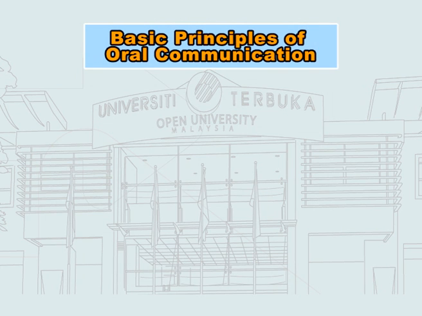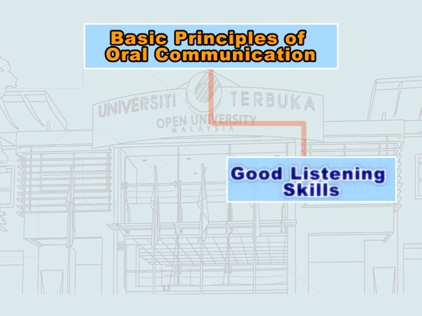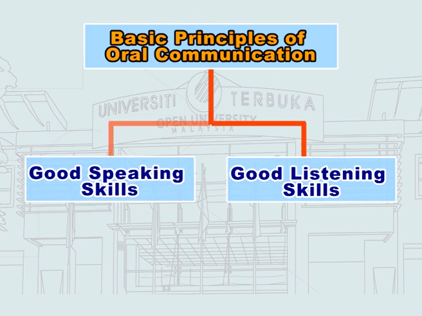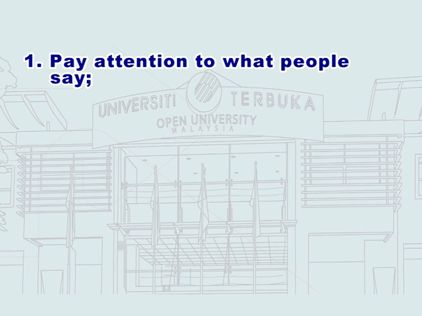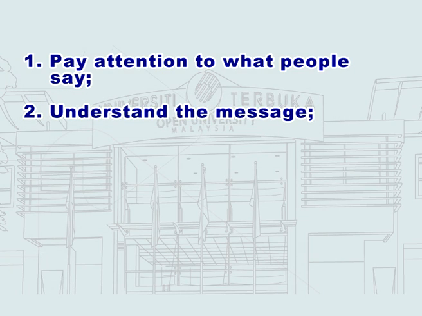First, let's look at the basic principles of oral communication. The two basic principles of oral communication are good listening skills and good speaking skills. Good listening skills. To be a good listener, you must, firstly, pay attention to what people say. We must not just hear the sounds, but listen attentively. Secondly, understand the message conveyed through the verbal language and non-verbal language.